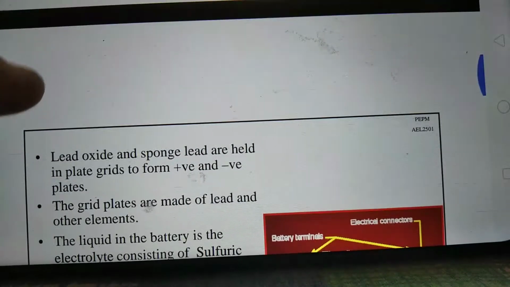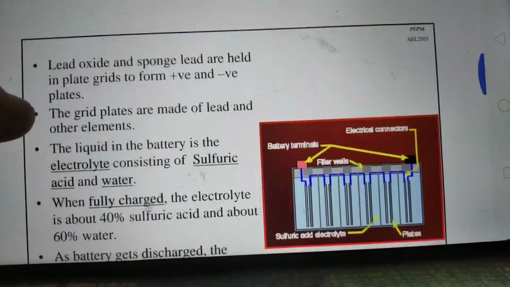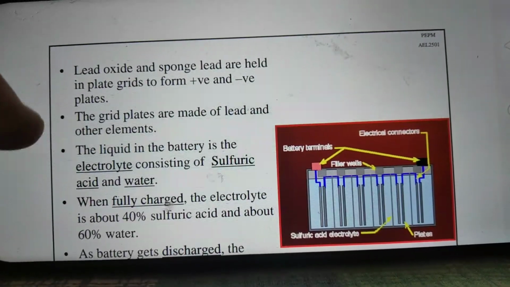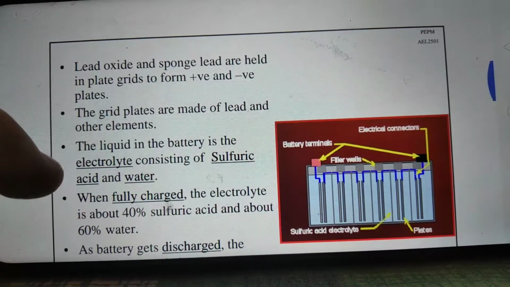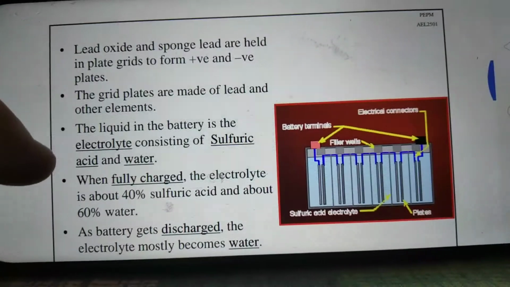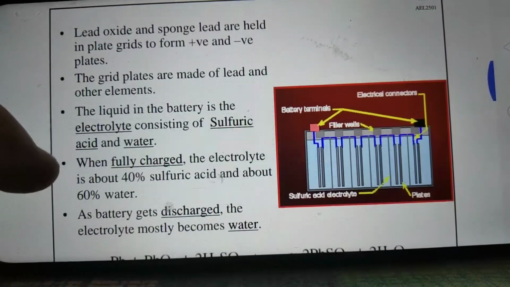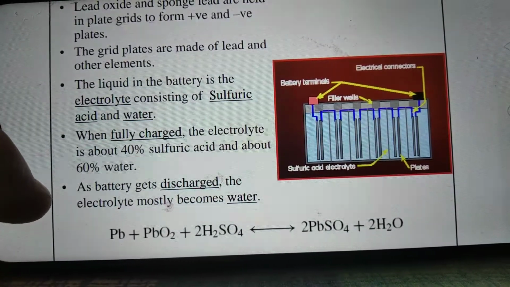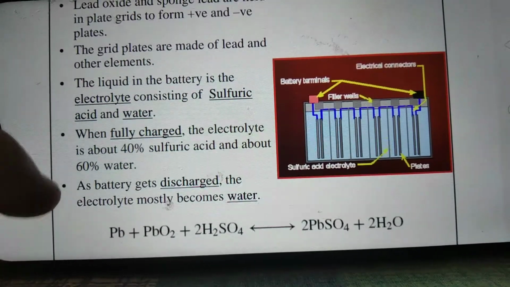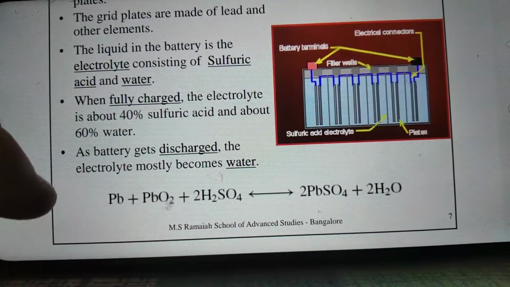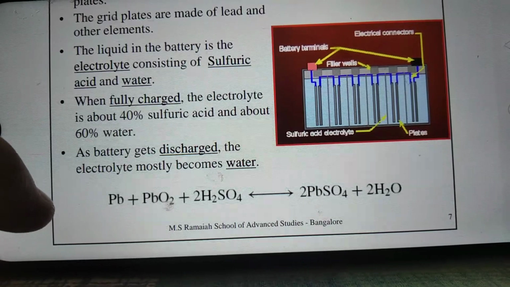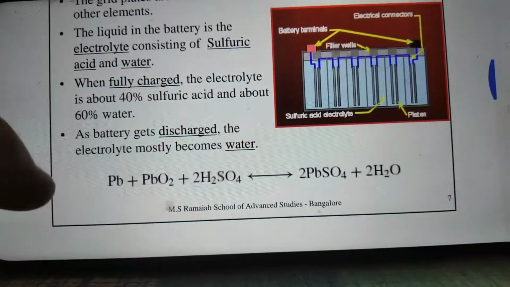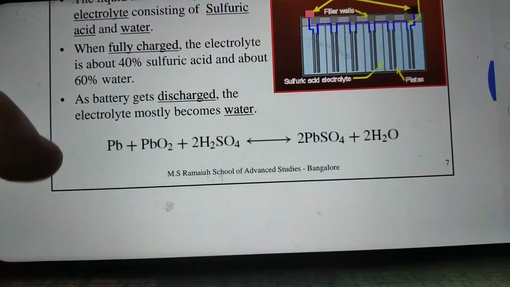Now let us see how the batteries work, how the electricity is produced. Lead oxide and spongy lead are held in a plate grid to form positive and negative plates. The grid plates are made up of lead and other elements. The liquid in the battery is the electrolyte consisting of sulfuric acid and water. When fully charged, the electrolyte is about 40% sulfuric acid and 60% water.